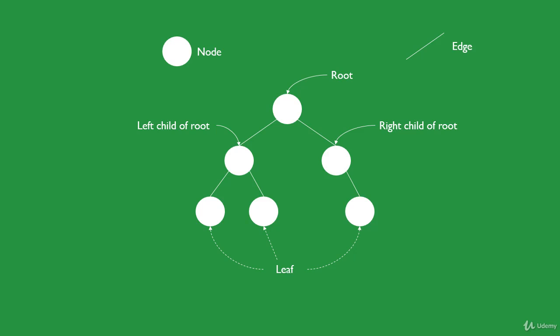Another word I will use is subtree. A subtree means every node in some part of a tree. For example, the left subtree of the root are all of these nodes, and the right subtree of the root are all of these nodes.